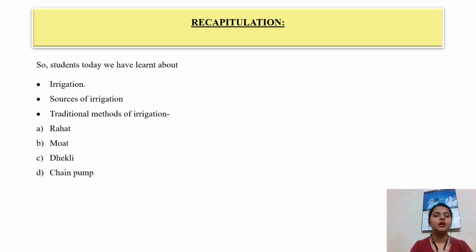Yes, students, now it's time to recapitulate whatever we have studied. Today we have learned about irrigation: what irrigation is, its definition, and the different types of sources for irrigation. And traditional methods of irrigation. We have studied four traditional methods of irrigation, and those methods are rahar, then moat, dhekli, and chain pump. Now let's move further.